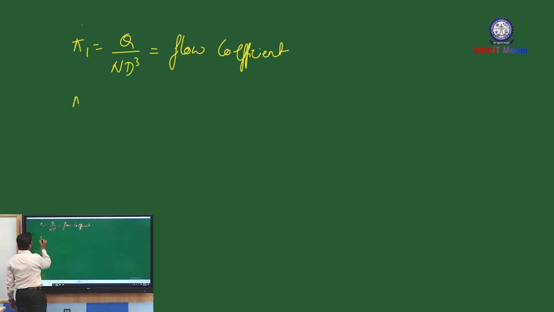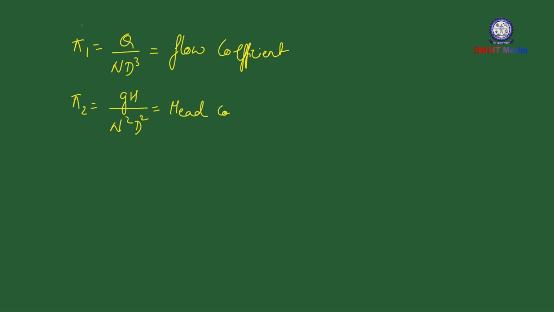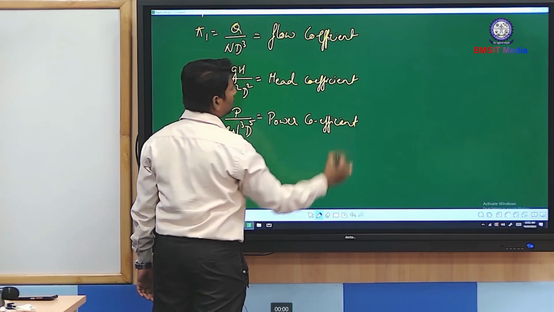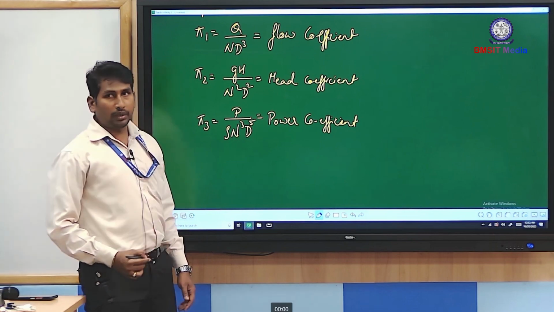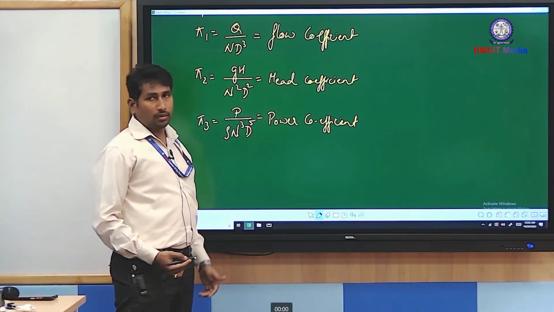And pi 2 is gH by N squared D squared. This is called the head coefficient. And pi 3 is P by rho N cubed D to the power of 5, that is equal to the power coefficient. So instead of calling them pi 1, pi 2, pi 3, further onwards I will call them the flow coefficient, head coefficient and power coefficient.